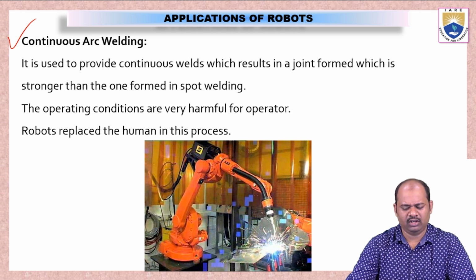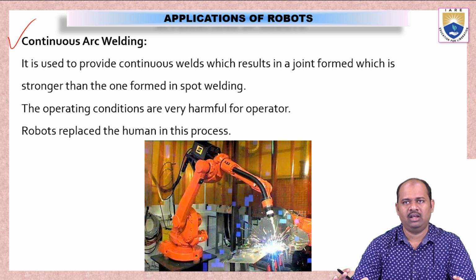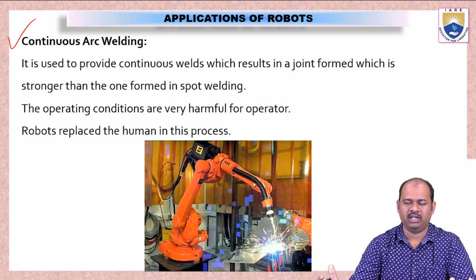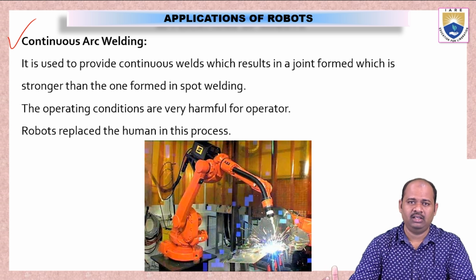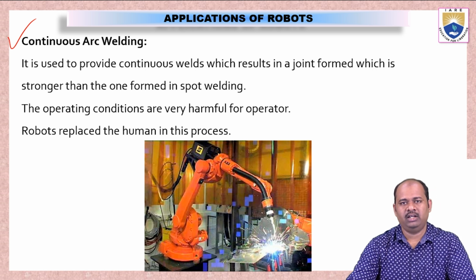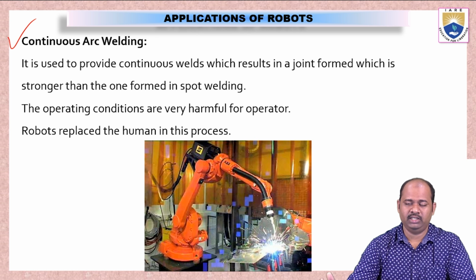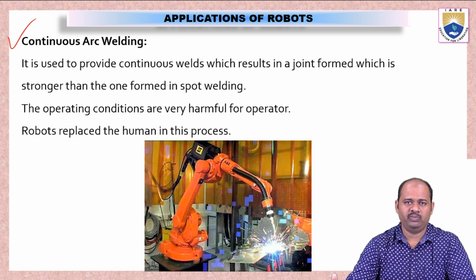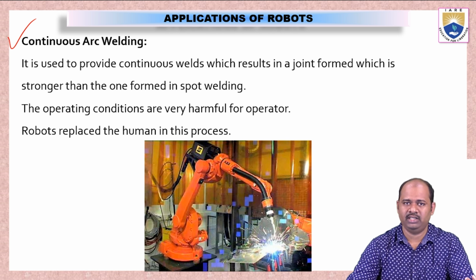The operating conditions of this welding process are very harmful for operators. The temperatures are very high when we are welding. The temperatures locally go up to 1200 degrees centigrade, where the metal will melt slightly. So this kind of high temperature is not suitable. And the second thing is, the spark which is generated while doing the welding is very harmful for human eyes. You cannot see that with the naked eye. That is why the robots are being used.